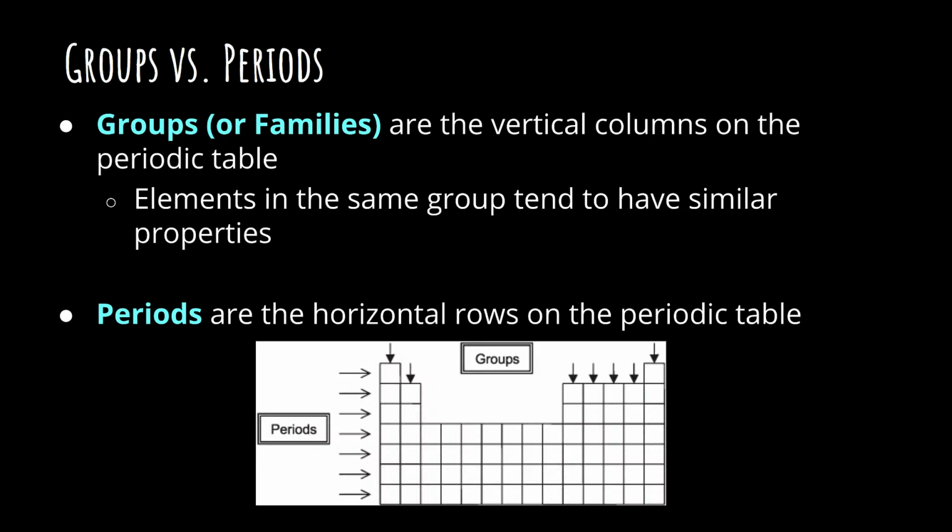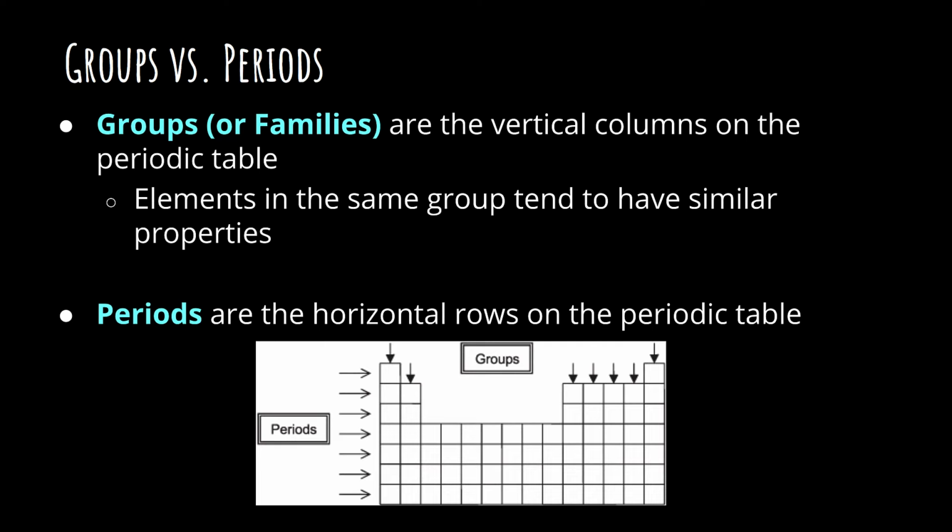Finally, the periodic table is divided into groups or families and periods. Groups are the vertical columns, so the groups go down on the periodic table, and on most periodic tables they're numbered from 1 to 18. Periods go across, and those are numbered from 1 to 7. If elements are in the same group, they have similar properties.